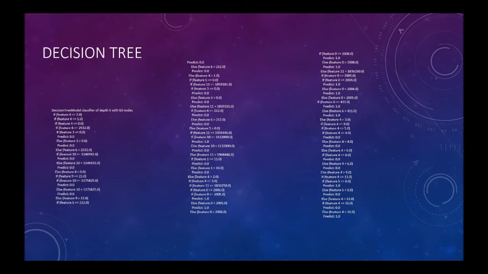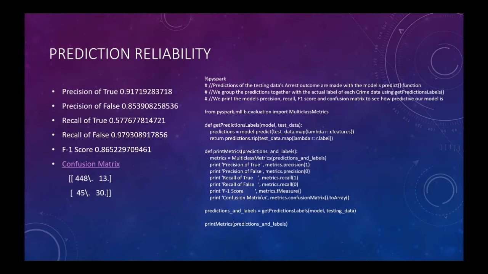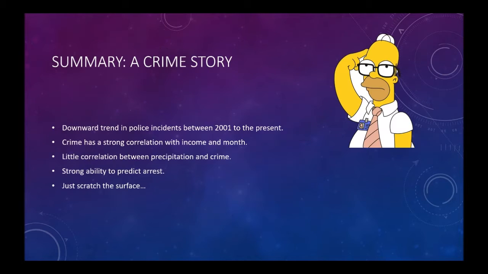Using this library, we came up with this decision tree. And from this decision tree, we were able to predict with 90% accuracy whether an arrest was going to take place or not, which is pretty good. It's pretty surprising we came up with that.